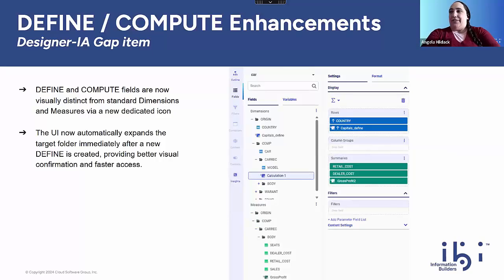And then defines and computes. We received feedback a while ago that when I was creating defines or computes, it was hard for me to tell them apart from just the regular fields, the measures that were in the databases that were coming out in Designer. Also, after I created a define, it drops down to wherever is appropriate in the list, and I don't know where that is, and I have to go searching to find it. So we did a couple of updates there, made some new icons to really distinguish which ones are defines or computes. And now when you create a new define, it'll jump you automatically to that location, so you know where it is.